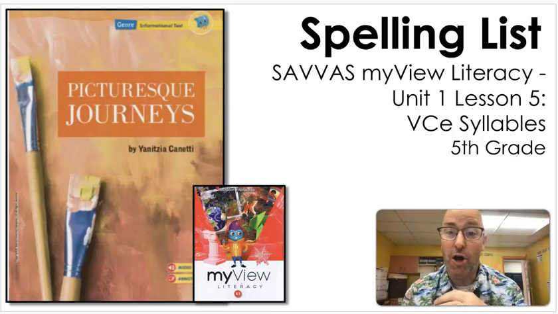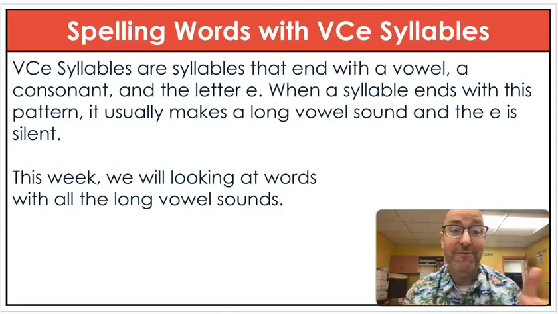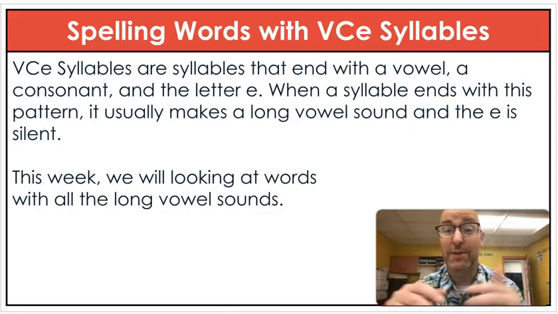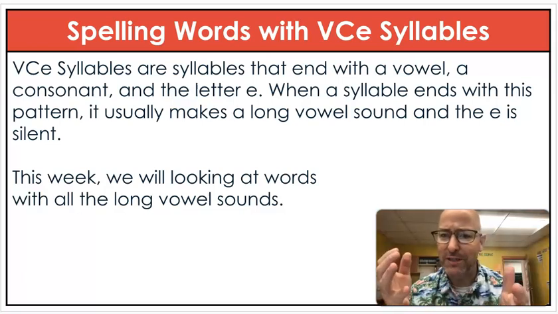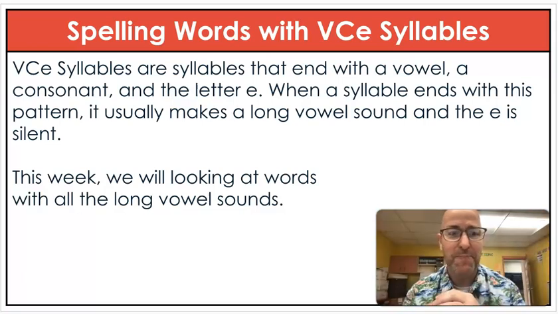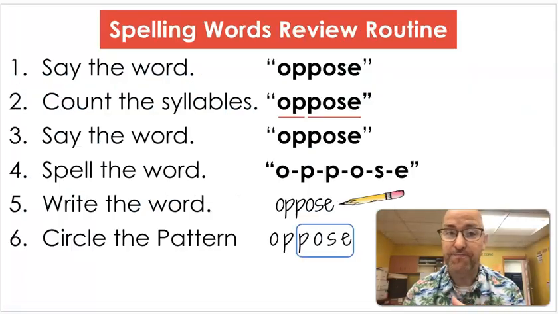This week we are on Unit 1, Lesson 5 for 5th grade. Our story this week is Picturesque Journeys, and our skill this week is on VCE syllables. Now, you should know from the past that VCE syllables are syllables that end with a vowel, a consonant, and then the letter E. When a syllable ends with this pattern, it usually makes a long vowel sound, and the E is silent. You may have heard this called bossy E or magic E, same thing. This week, we'll be looking at words with all the long vowel sounds.